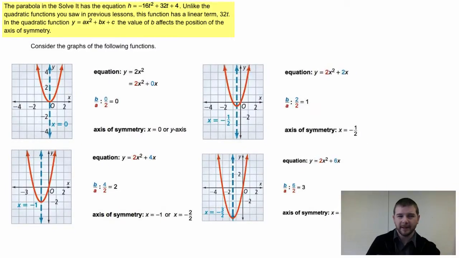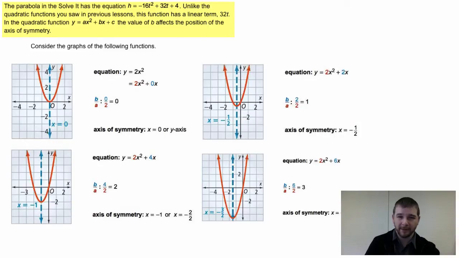The parabola in the solve it problem we just completed has the equation h, we can assume that represents height, equals negative 16t squared plus 32t plus 4. Unlike the quadratic functions you saw in previous lessons, this function has a linear term, 32t.